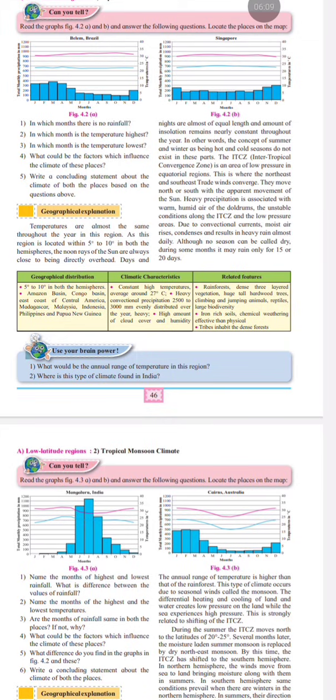Dense forests are also inhabited by various tribal communities. As for distribution, this climate is found in the Amazon basin, Congo basin, east coast of Central America, Madagascar, Malaysia, Indonesia, Philippines, and Papua New Guinea. So remember one thing here: high temperature plus heavy rainfall throughout the year means equatorial rainforest climate.